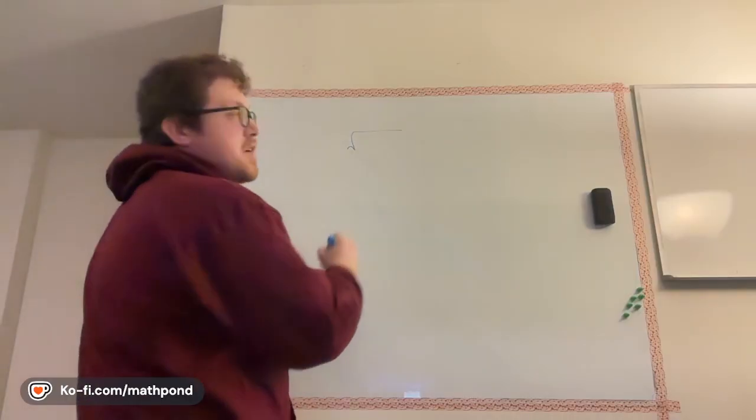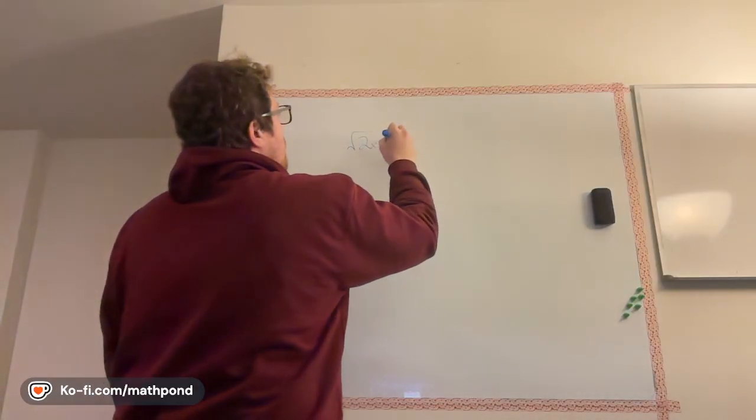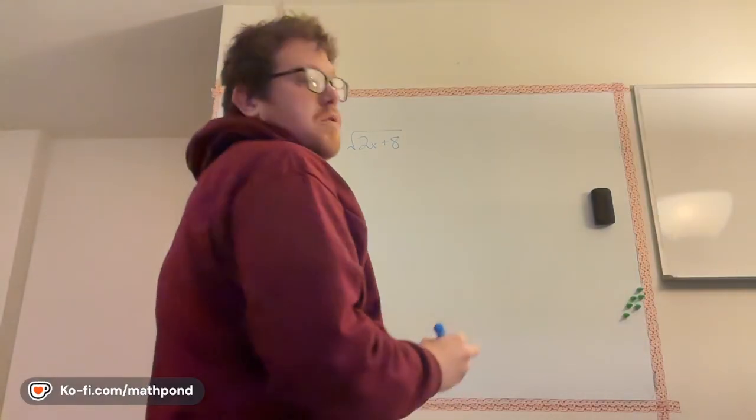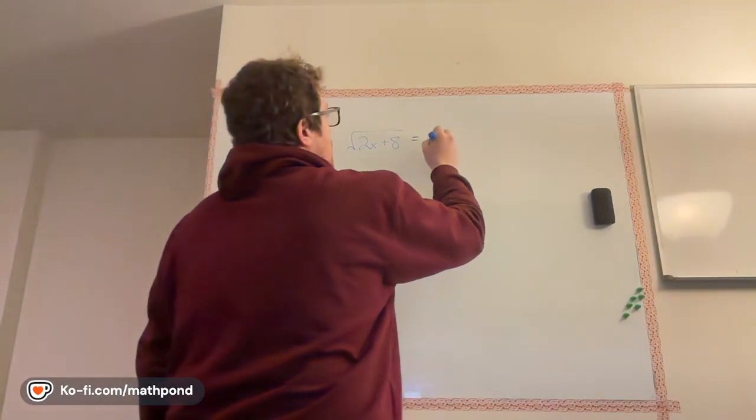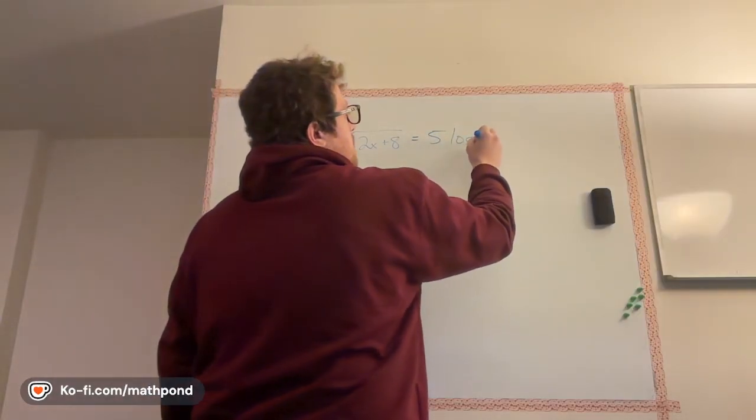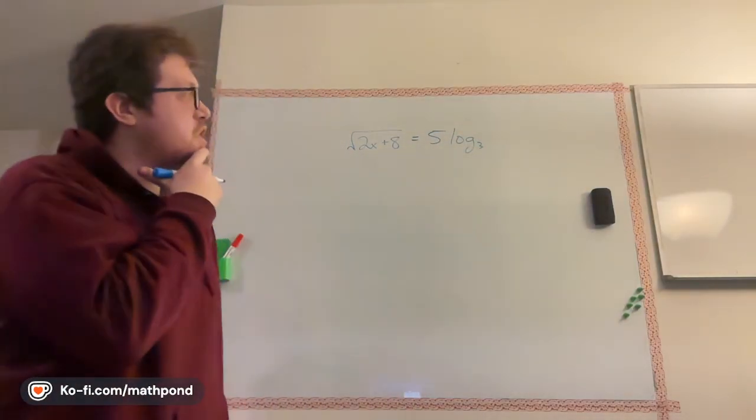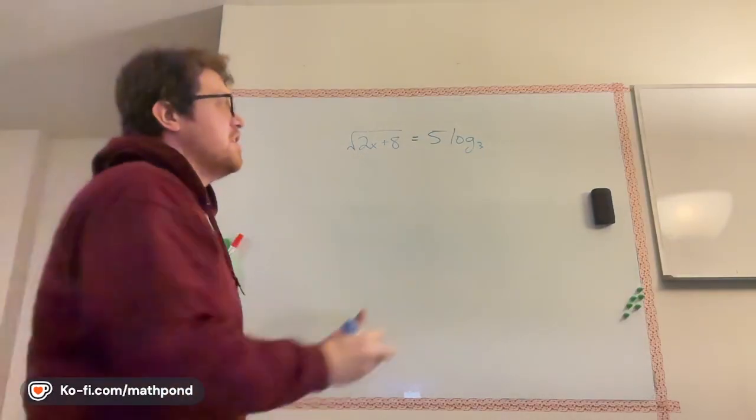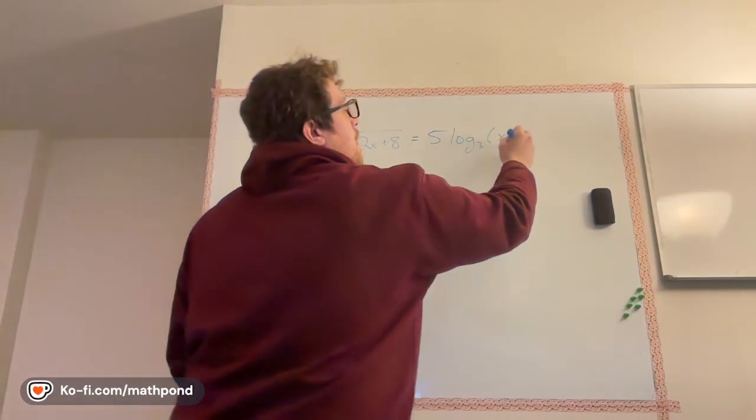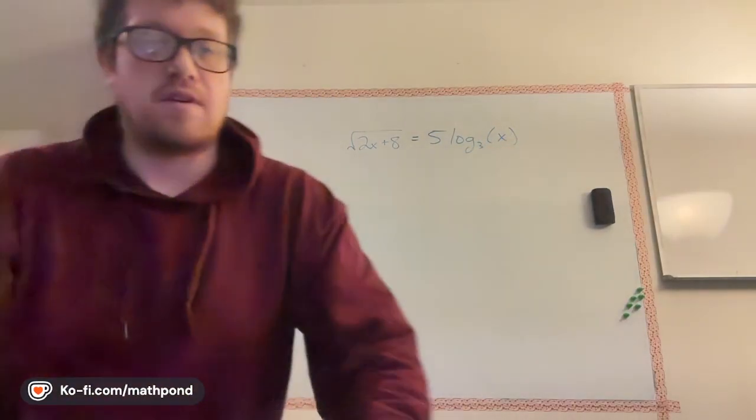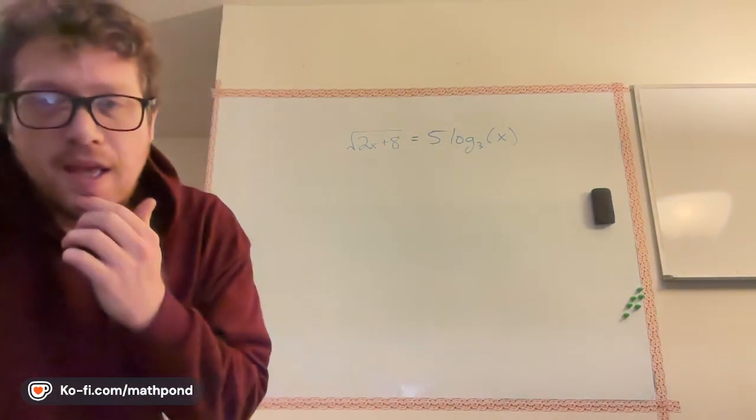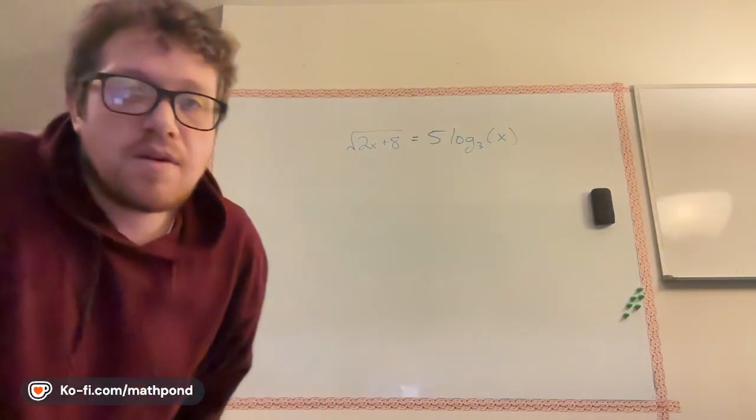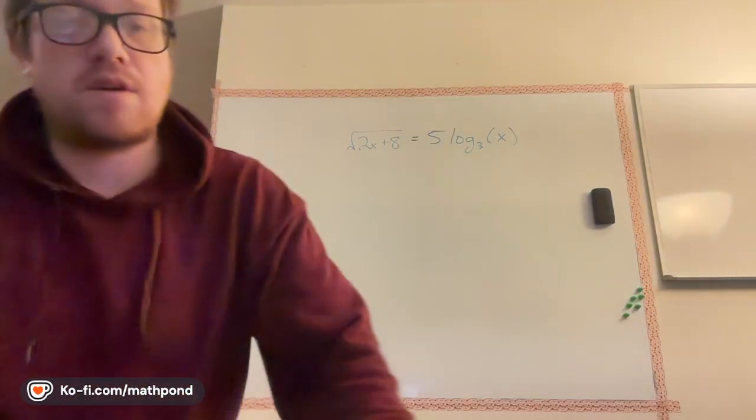So square root of 2x plus 8 is equal to 5 log base 3 of x. And I think we had a problem similar to this the other week. Jake was right to point out that the solutions here can only be positive, because when we plug in x into the logarithm, it needs to be positive here. Can everybody see this? Yeah, I think we're good.